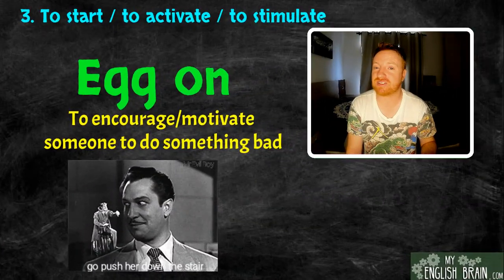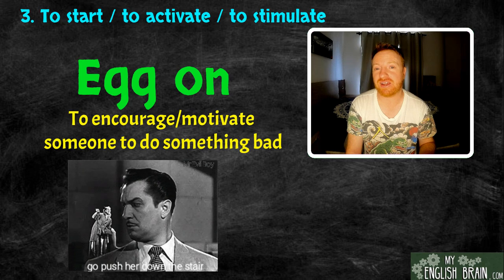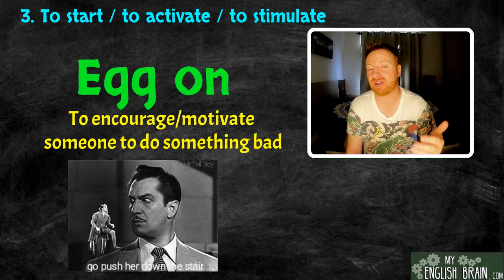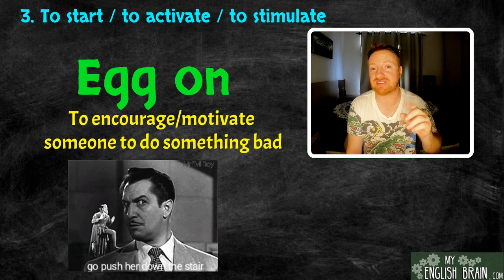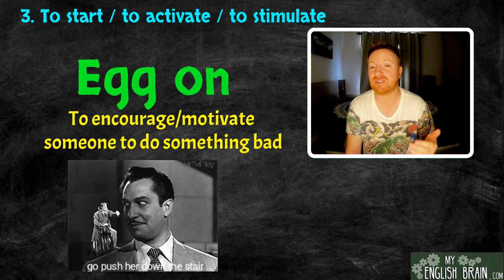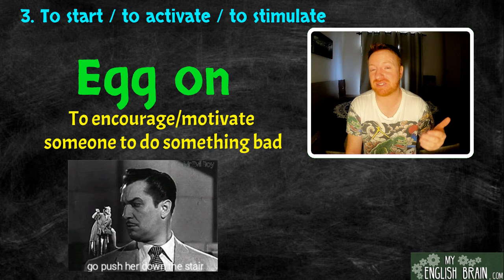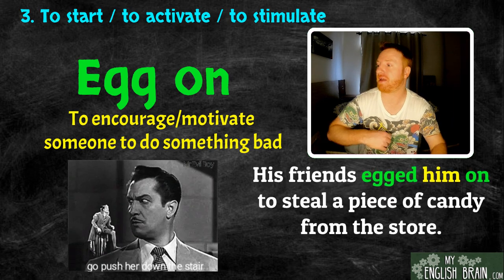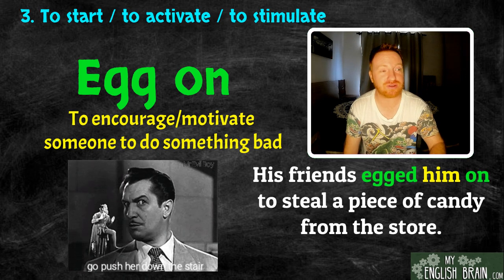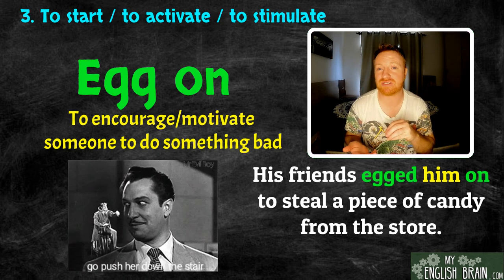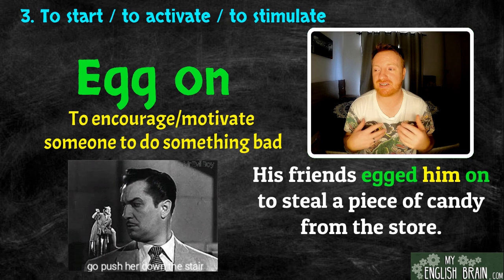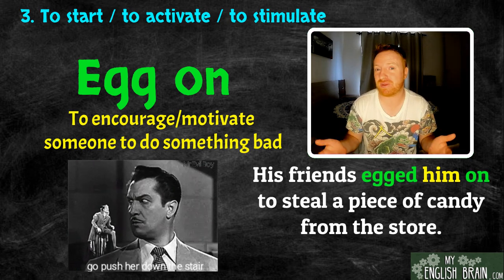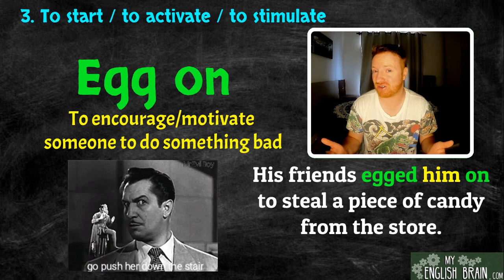Now, we also see this idea with egg on. Egg on is similar because it means to encourage or to motivate someone, but the difference is you're encouraging someone to do something bad, to do something that is not correct. So for example, his friends egged him on to steal a piece of candy from the store. So in this context, they are encouraging him or they are motivating him to do something that is bad, to do something that is not good for him.